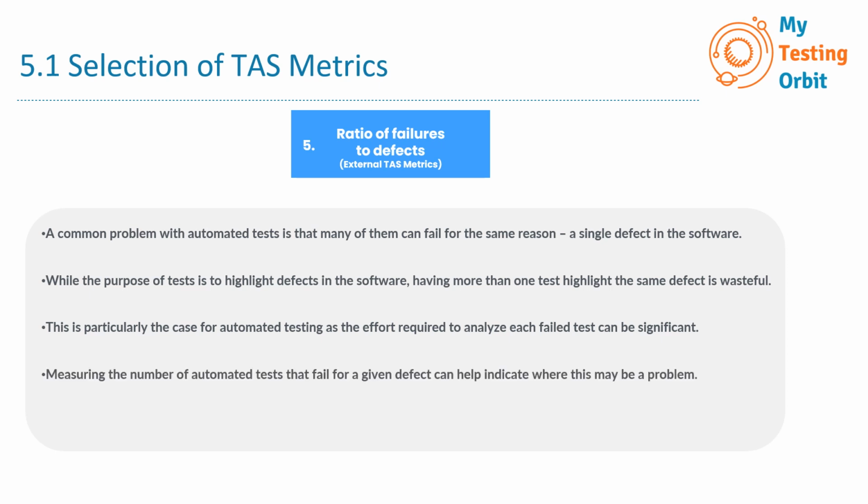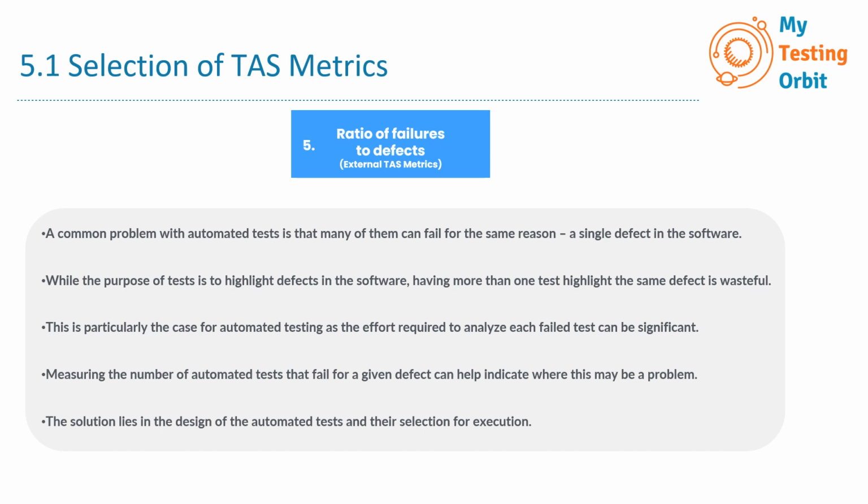Measuring the number of automated tests that fail for a given defect can help indicate where this may be a problem. Okay, so by keeping track of how many tests fail due to the checkout bug, you can quickly identify that this defect is causing multiple failures. This measurement helps you see the extent of the issue.